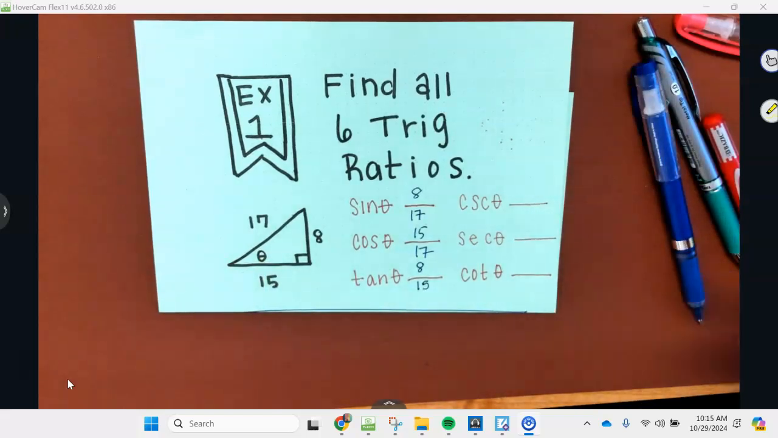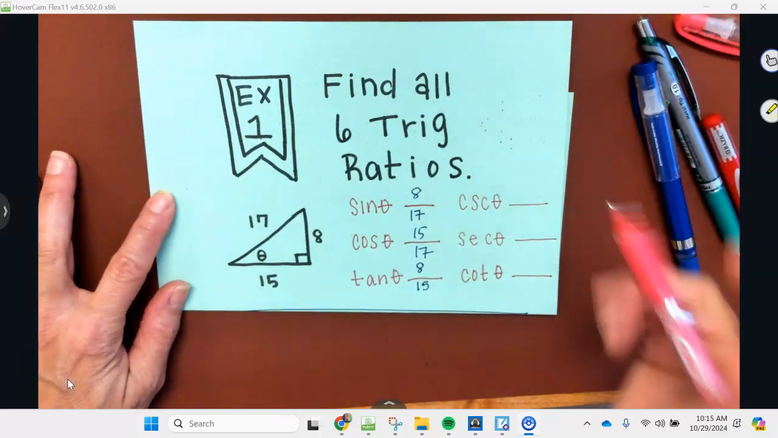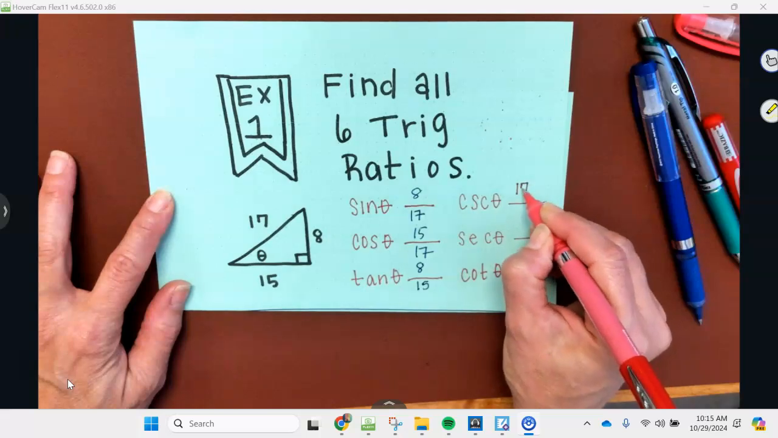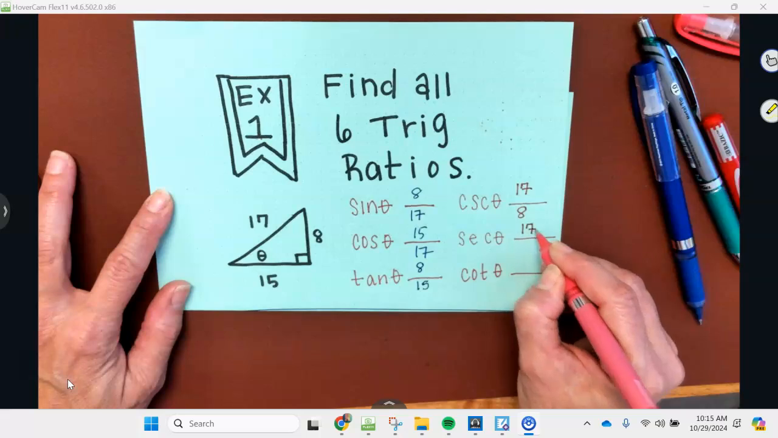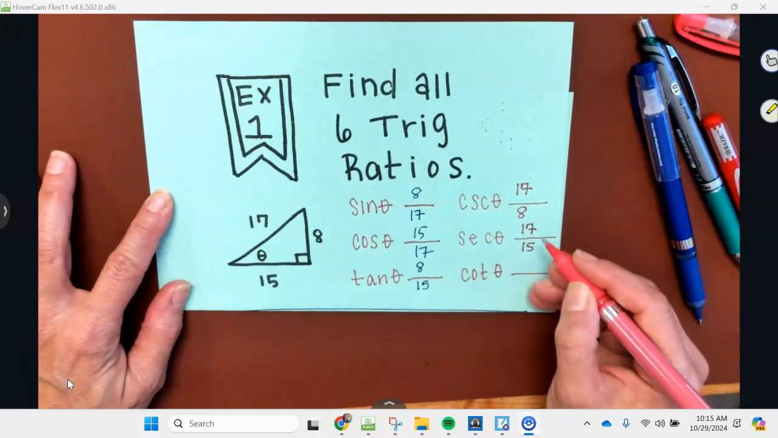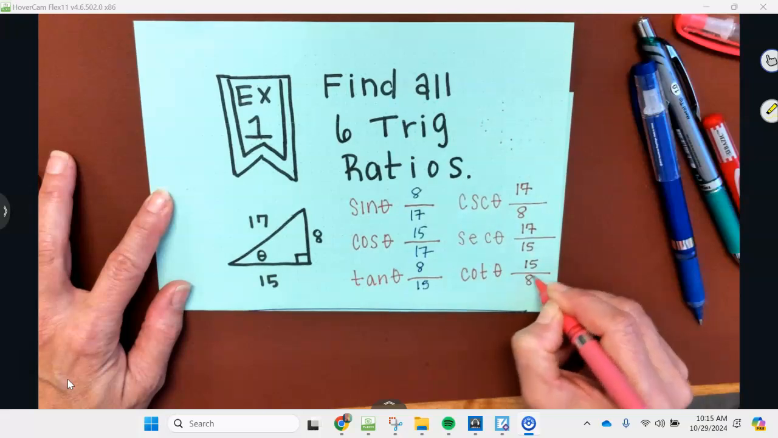And then guys, just flip those upside down. So cosecant is going to be 17 over 8. Secant is going to be 17 over 15. Cotangent is going to be 15 over 8.